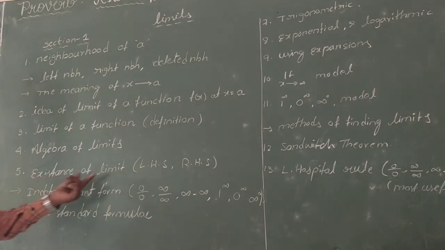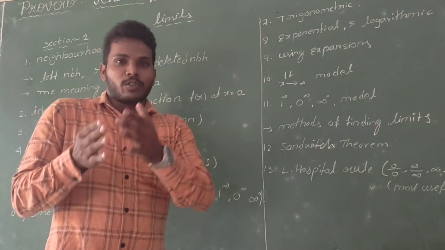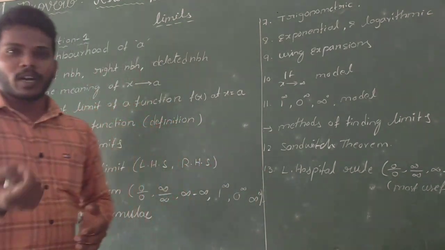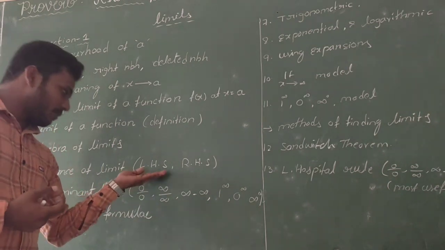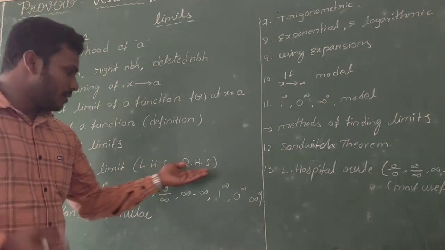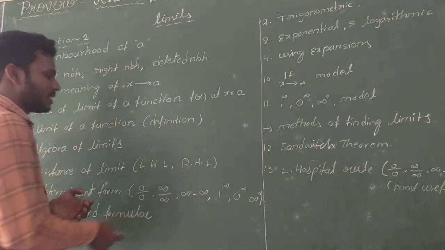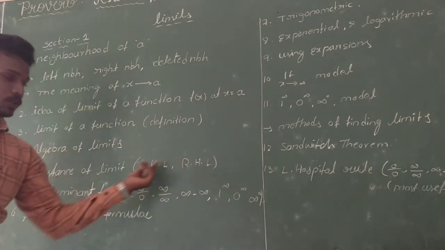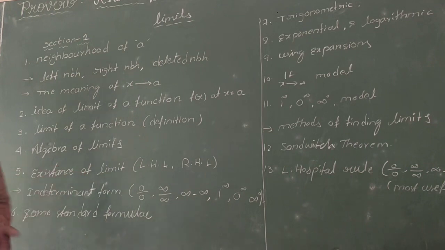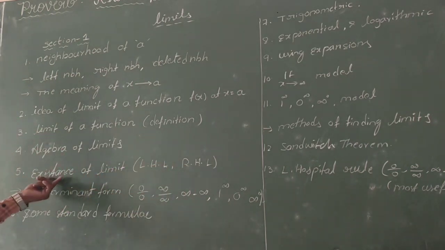Next one, existence of limit. If you have a function, we need to find the limit of the function at some point. Does it exist or not? Existence depends on the left side limit and right side limit, LHL and RHL. If these two are equal, then the limit exists. Otherwise, the limit does not exist. So existence of limit is very important to learn.